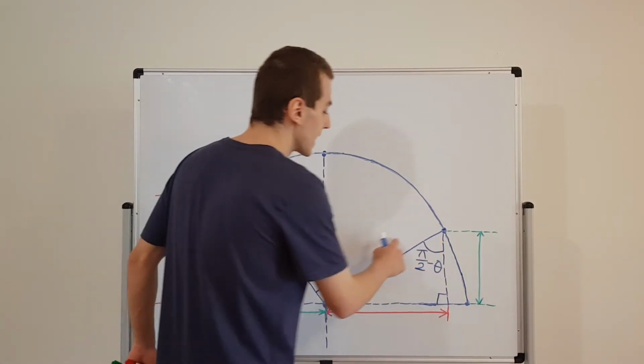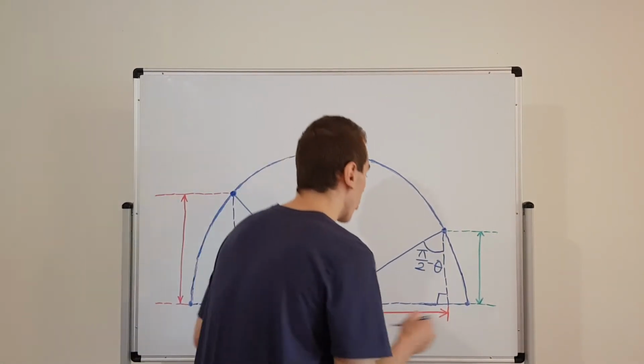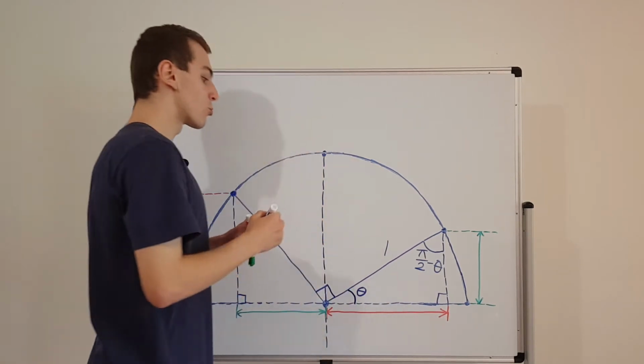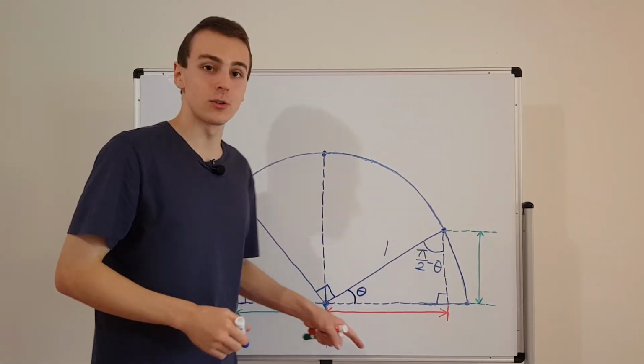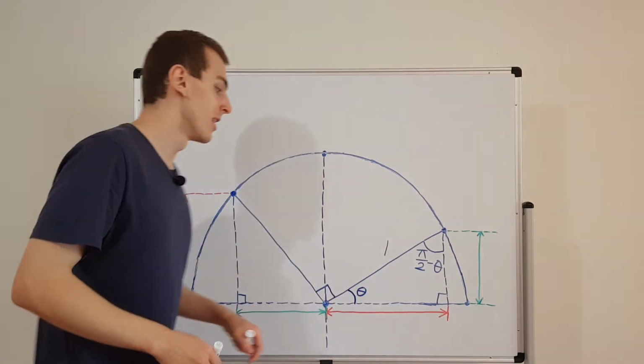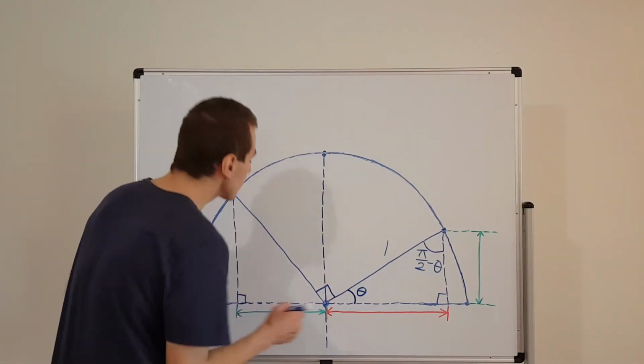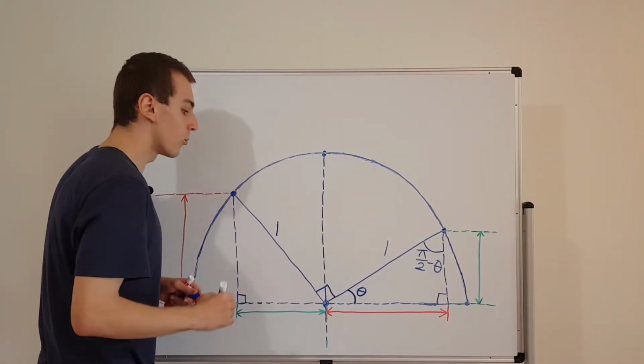So what is this length over here? This length is 1. Why is it 1? Well, it's the radius of a unit circle, so it has to be 1 by definition. What about this side over here? This length is also 1. We have 1 over here.